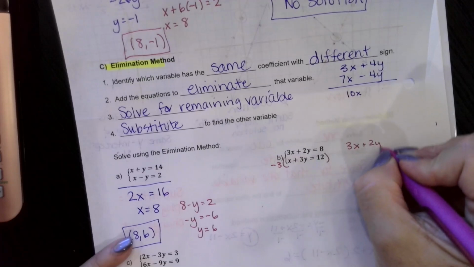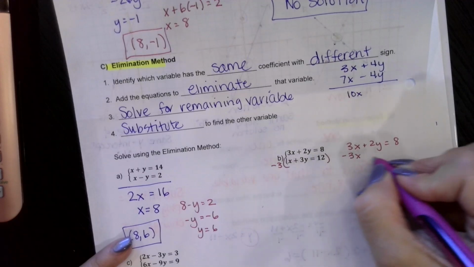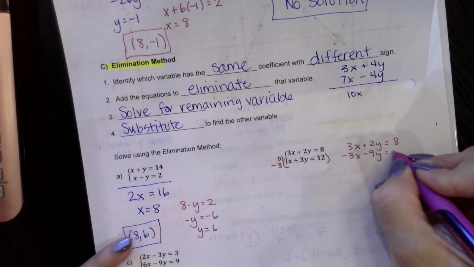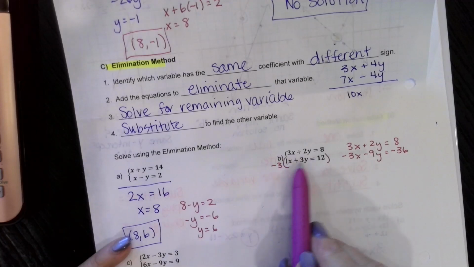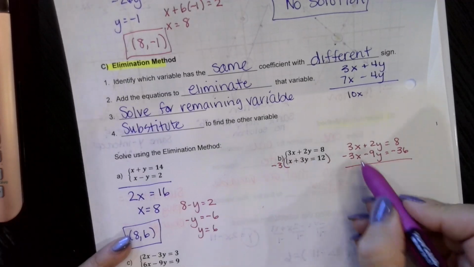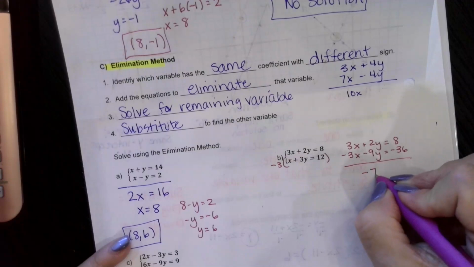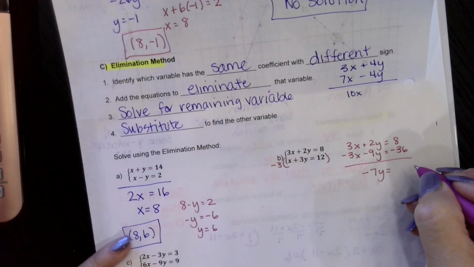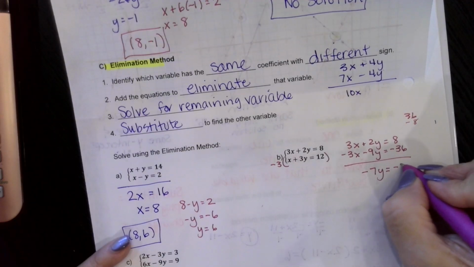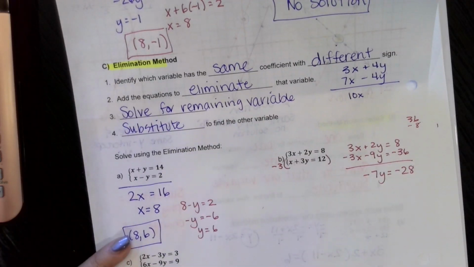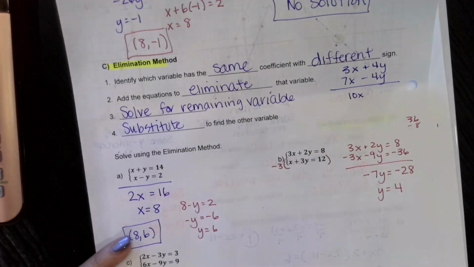3x plus 2y equals 8. In the second equation, I have minus 3x minus 9y equals negative 36. So this negative 3 doesn't just go to the x, it goes to everything that's on the inside. Okay, so now I see that I'm going to eliminate my x values. So I have minus 7y equals, what is that? 36 minus 8 is minus 28. Okay, so now I divide and I get y equals 4.